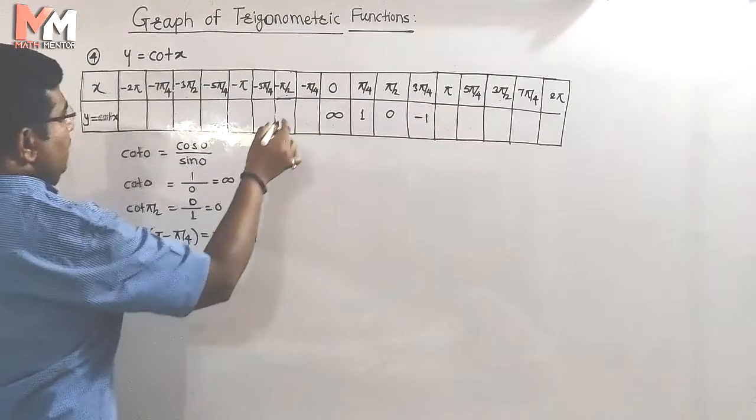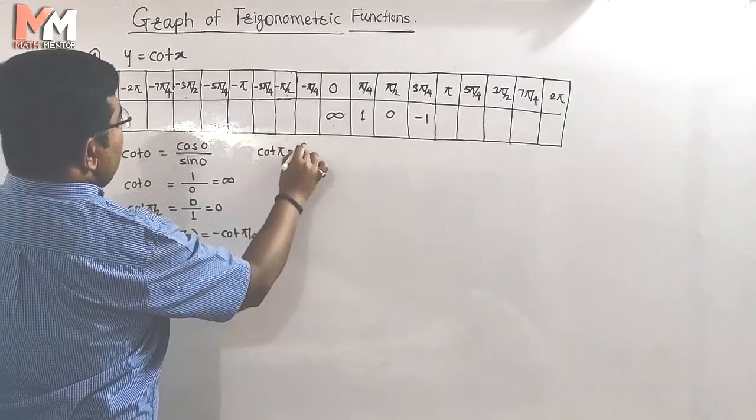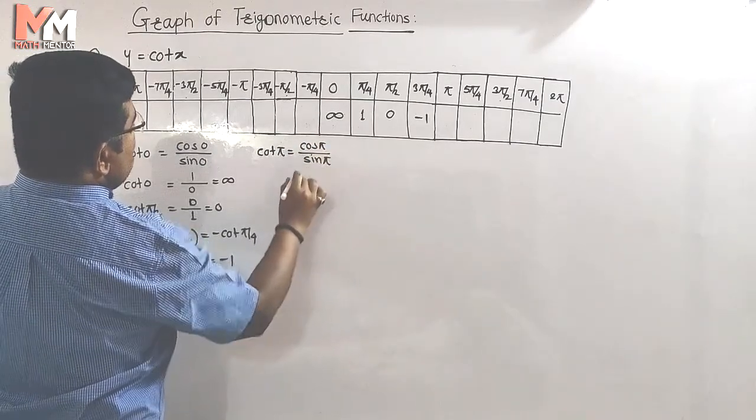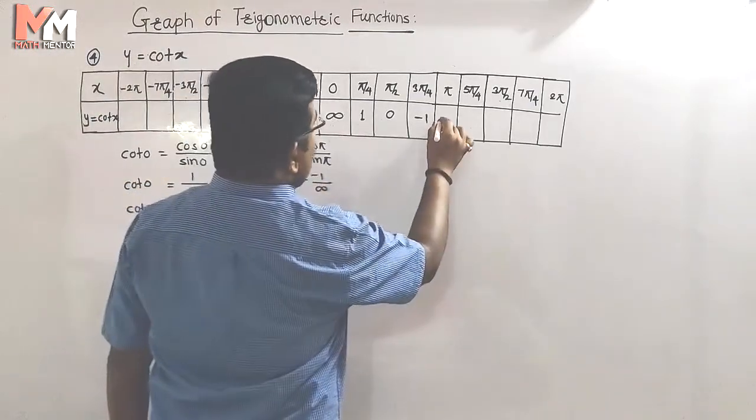So what is cot pi? Cot pi is cos pi divided by sin pi. Cos pi is minus 1 divided by sin pi, which is 0, so minus 1 upon 0 is minus infinity.